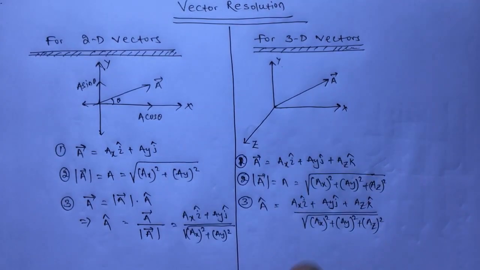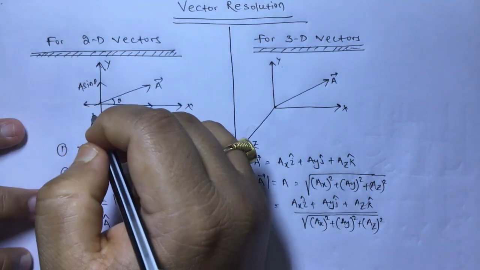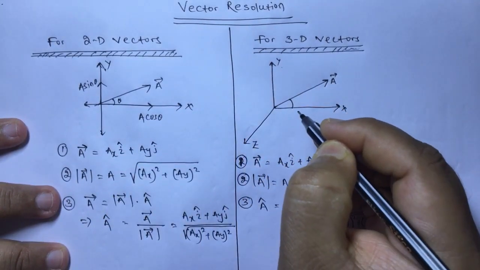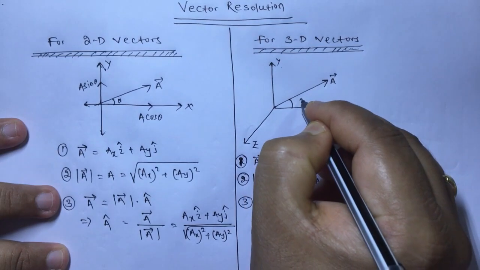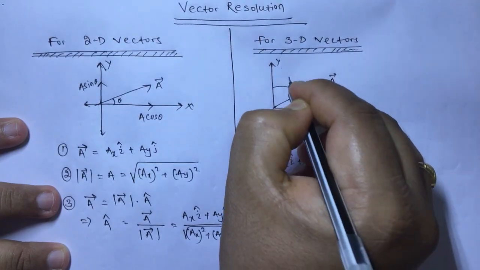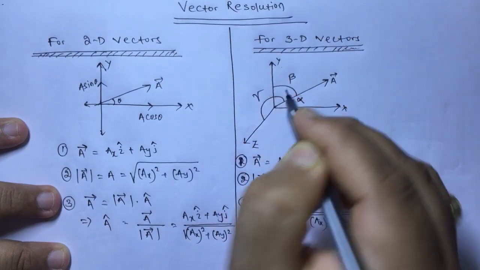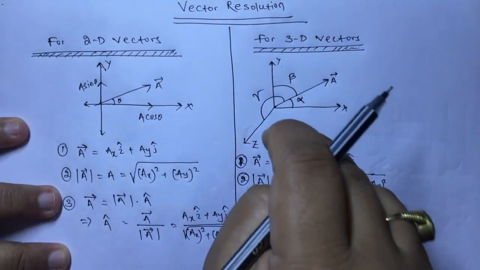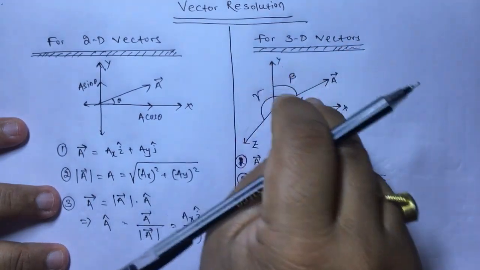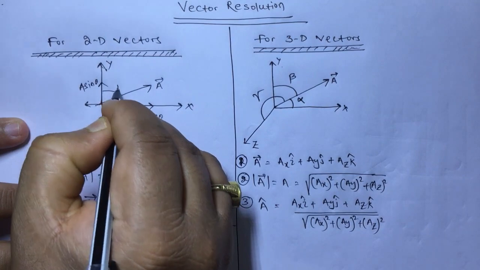Okay, so these were the formulas, but one important change is that you cannot write A cos theta, A sin theta like that in this case. Here we have to define at least 2 angles, or let us define 3 angles. The angle it makes with the x axis is alpha, the angle it makes with the y axis is beta, and the angle it makes with the z axis is gamma. Here you have to give at least two angles out of these three. Like here it was making an angle theta here, and let us say it is making an angle beta here.